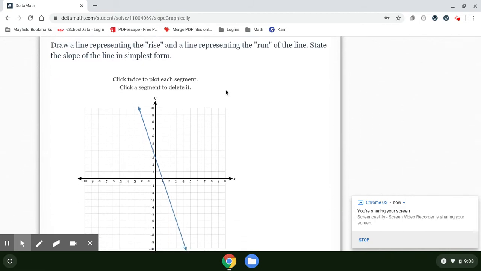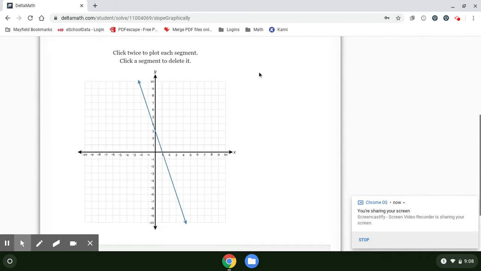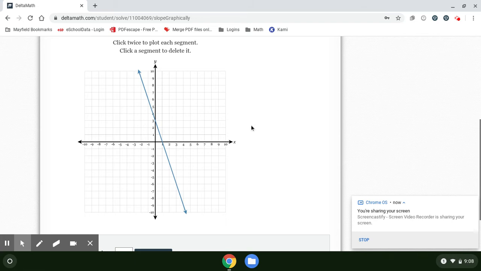So it says draw a line representing the rise and a line representing the run of the line. So I actually have to draw those on the graph. State the slope of the line in simplest form. So if I look at the graph, right at the 3, it crosses the y-axis. And if I go down 3, that is my rise. In this case, it's going downward, so -3. And then I have to make a line for my run, which is from that point over to the 1.